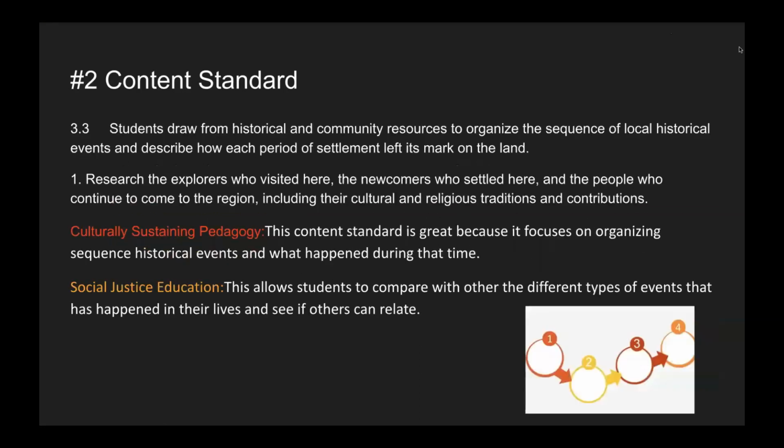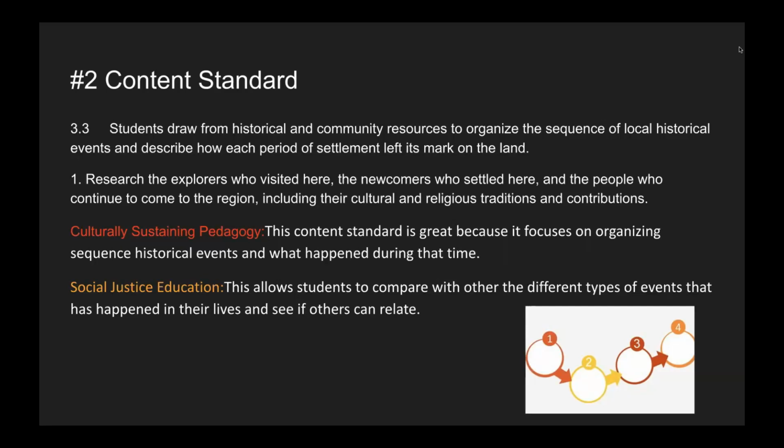So I'm going on to the next one, the second content standard, 3.3: students draw from historical and community resources to organize a sequence of local historical events and describe how each period of settlement left its mark on the land. I put research the explorers who visited here, the newcomers who settled here, and the people who continue to come to the region, including their cultural and religious traditions and contributions.